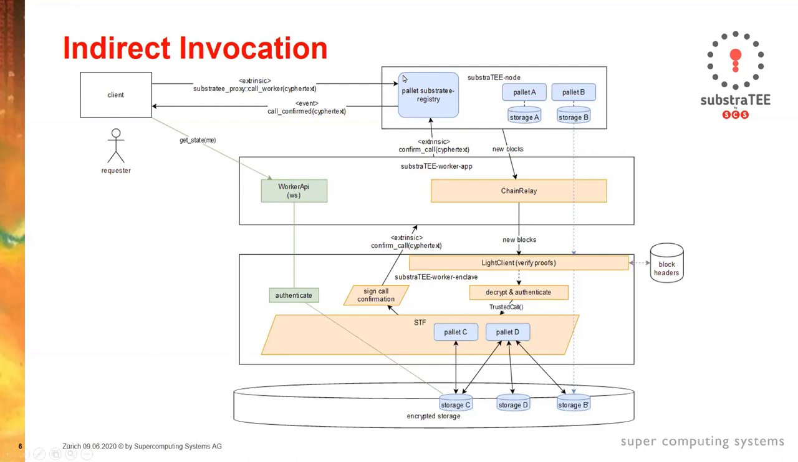SubstraTEE uses exactly one pallet, which serves two purposes. One is registering worker enclaves, and the other one is forwarding transactions. So this is a call to that pallet. On chain, there might be other pallets as well. We can go into that later.